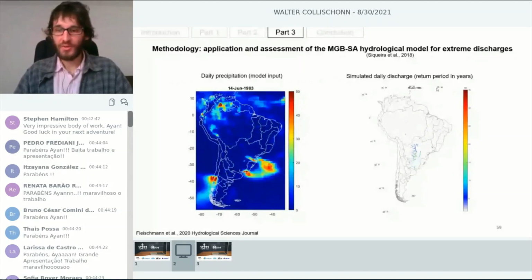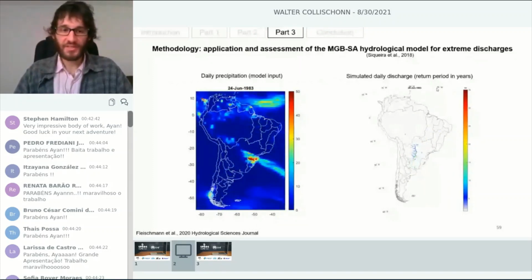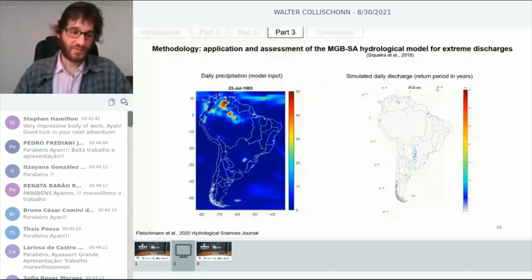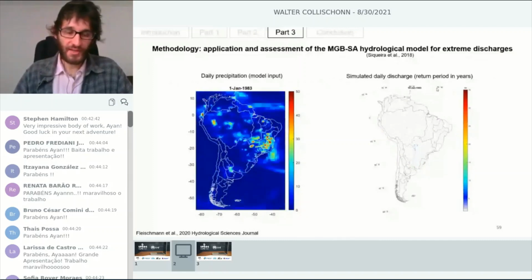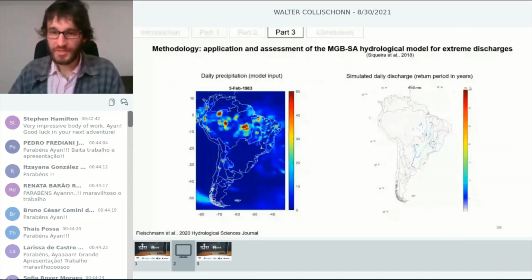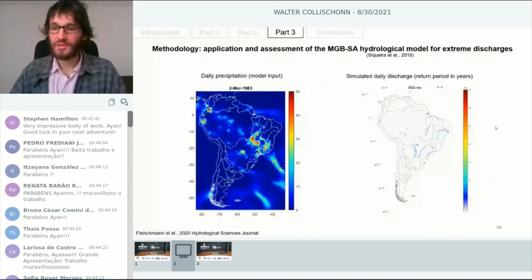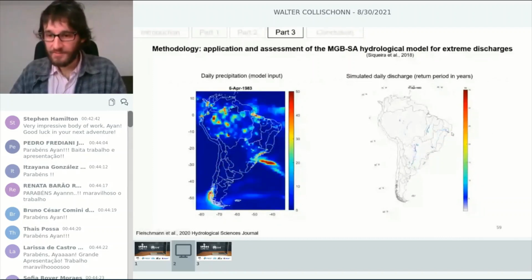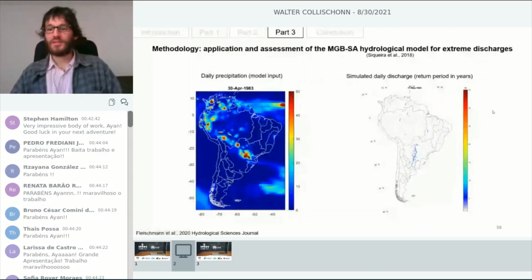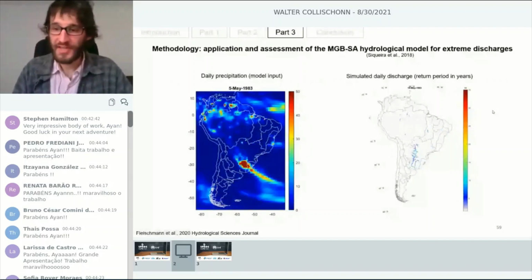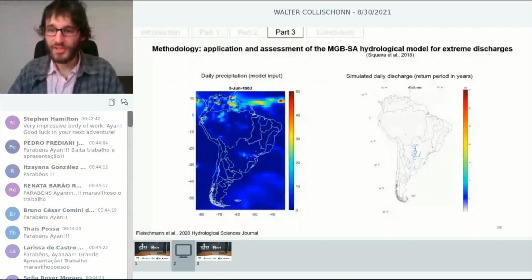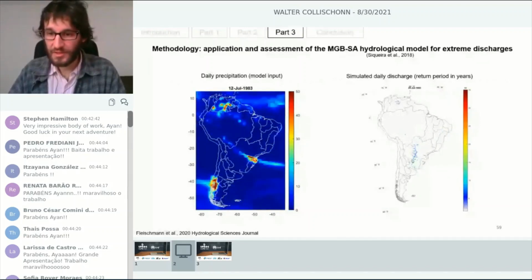So in this animation here, we see on the left the daily precipitation dynamics for the whole continent. So each day you have the precipitation field. And here on the right, we see the dynamics of daily discharges across the continent. The more red here is the more affected river reaches for a given day. So for instance, now we are approaching June and we see the floods here in the Paraná. Then in July, the floods move southward.